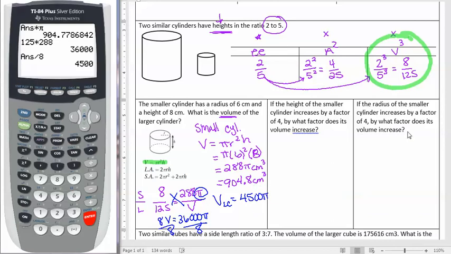Now, they might put the answer in that form, or we can just multiply it by pi to get my decimal approximation. And my volume is 14,137.2. And the units on this are centimeters cubed. So these are my two answers.